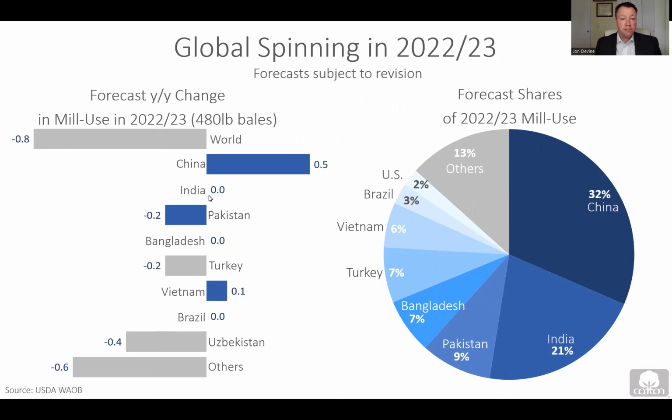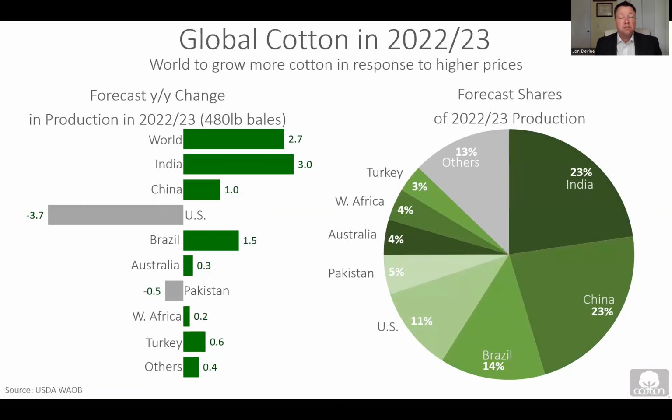Most other markets essentially flat, some lower use in Pakistan due to a smaller crop, some small growth in markets like Vietnam. But generally, I think very mild year-over-year change forecast by the USDA. And I think all these numbers have some risk to being revised lower as time goes on.